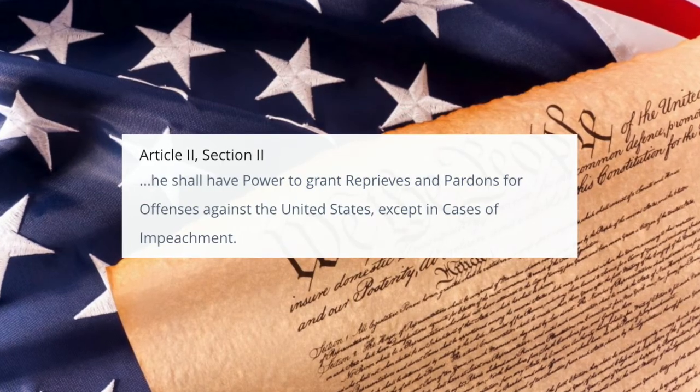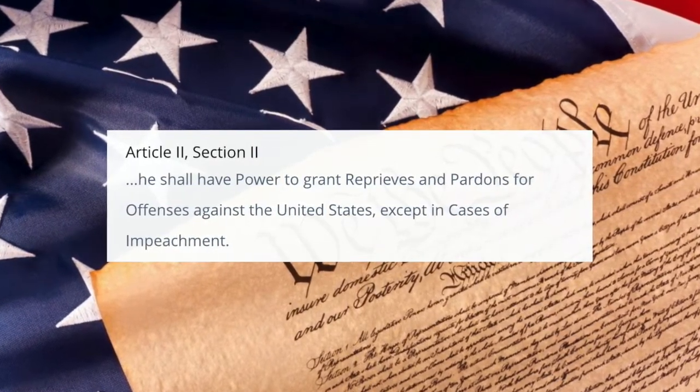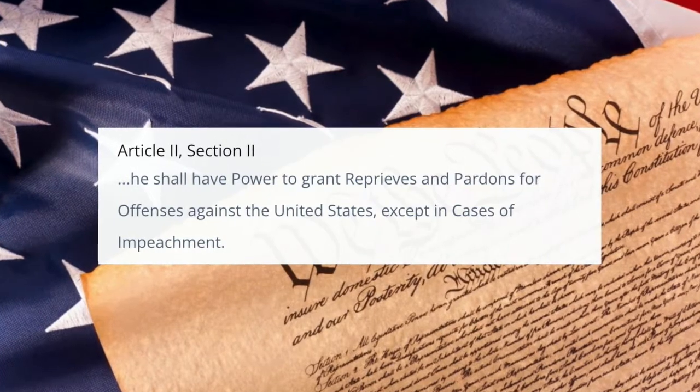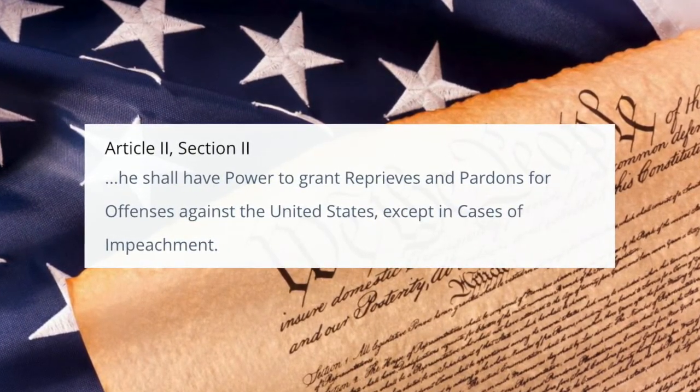Article 2, Section 2 of the Constitution states that the president, quote, "shall have power to grant reprieves and pardons for offenses against the United States, except in cases of impeachment." In other words, a president has the extraordinary power of pardoning anyone charged or convicted of federal crimes. However, there is one exception.